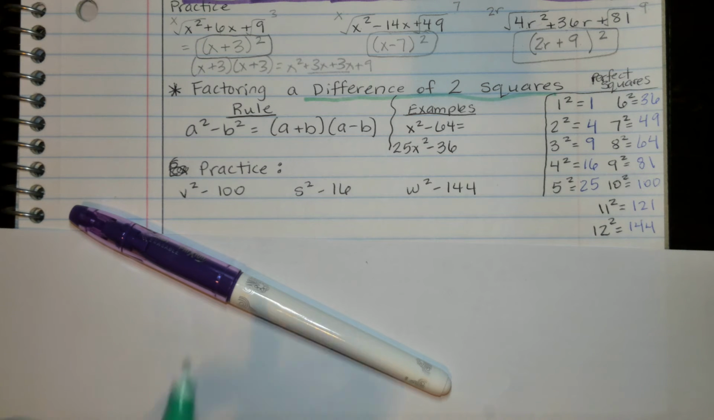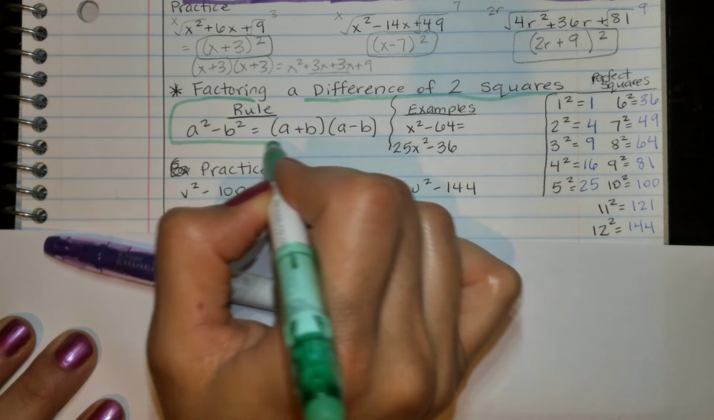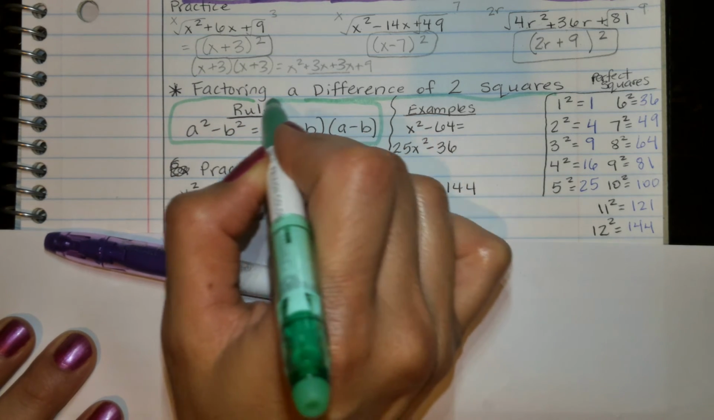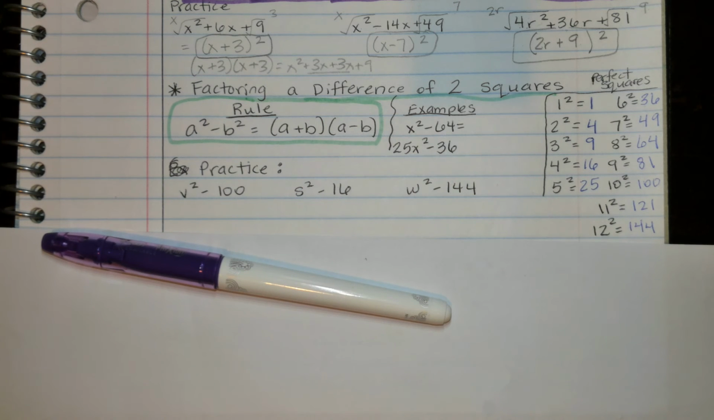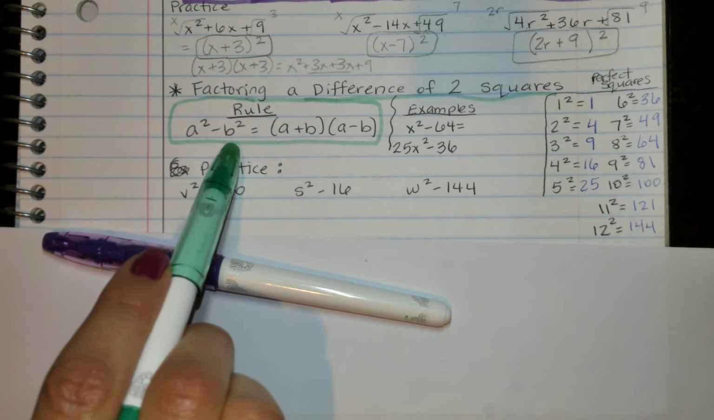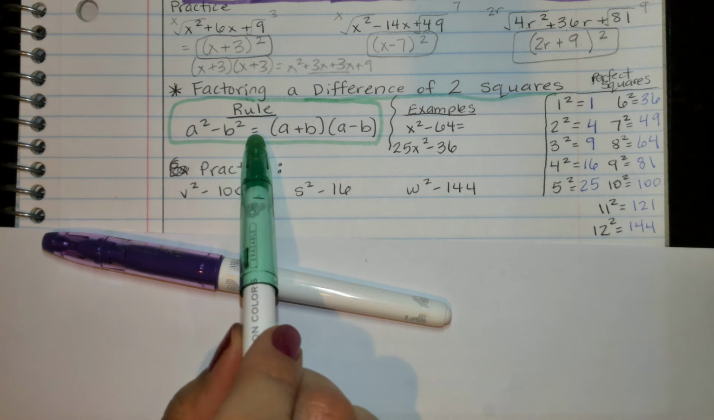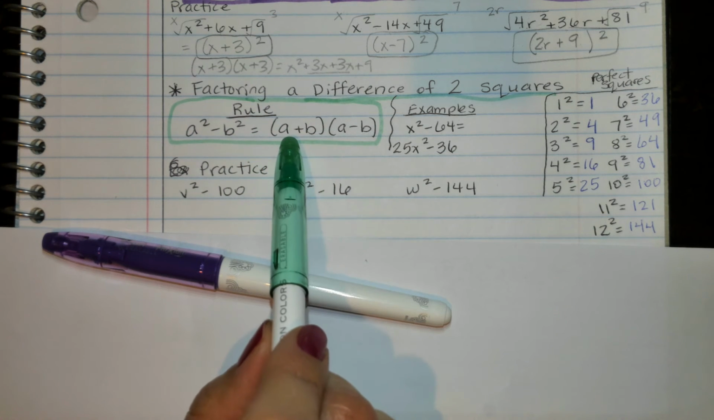Here's the rule. Look back at your notes to see the rule as you're doing Math Excel, or if we do a Kahoot or something, or just review your notes so you can look back at it. The rule is a squared minus b squared. We'll have a difference of 2 squares, and that equals a product of a sum and difference.